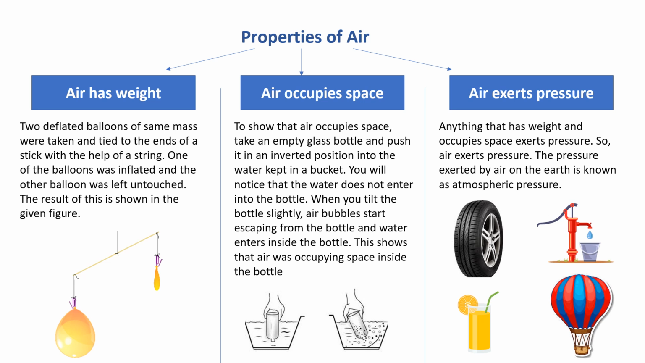We can do so many things: cycle, car and bus tires are filled with air for smooth driving. To draw water to the earth's surface, we use a hand pump, and for this also we use air pressure. To suck juice also we use air pressure. And for hot air balloons also we use air pressure.